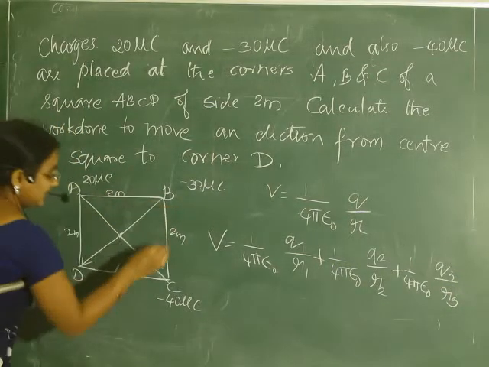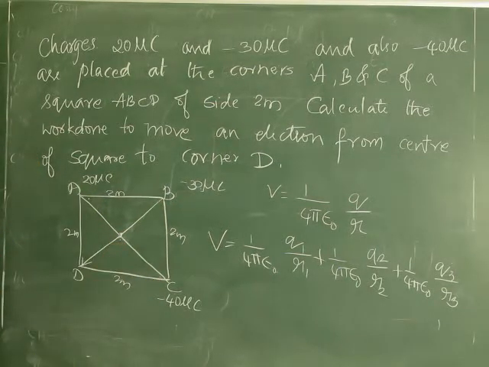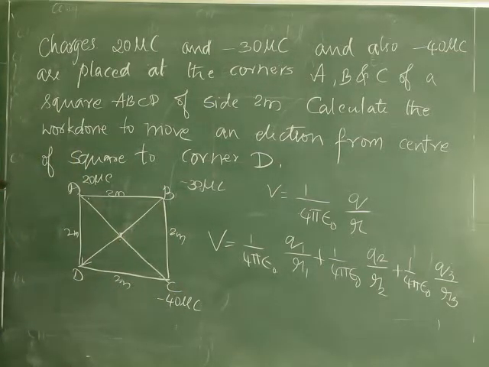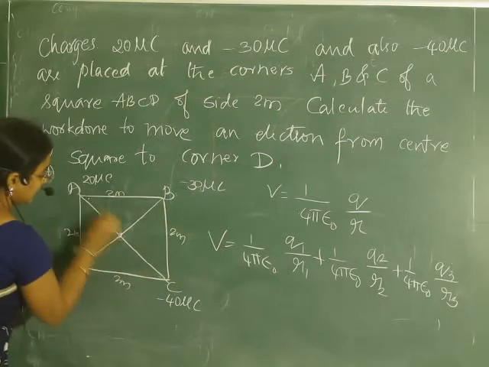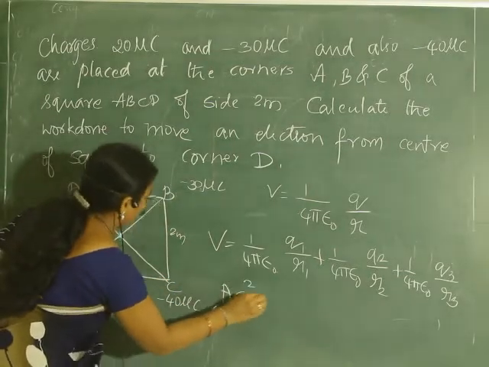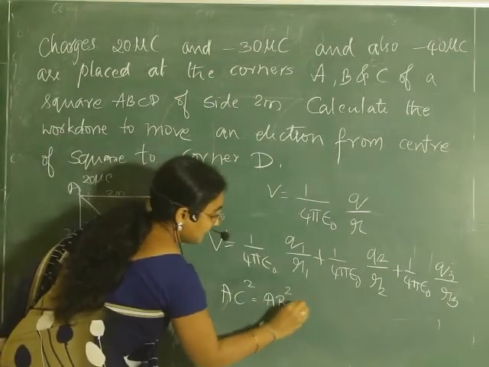We know only these sides. How to calculate this distance? Just like your previous chapters' problems, how to find out this diagonal's value? This is by using the Pythagoras theorem. You can find out the distance AC. How? AC square is equal to AB square plus BC square.